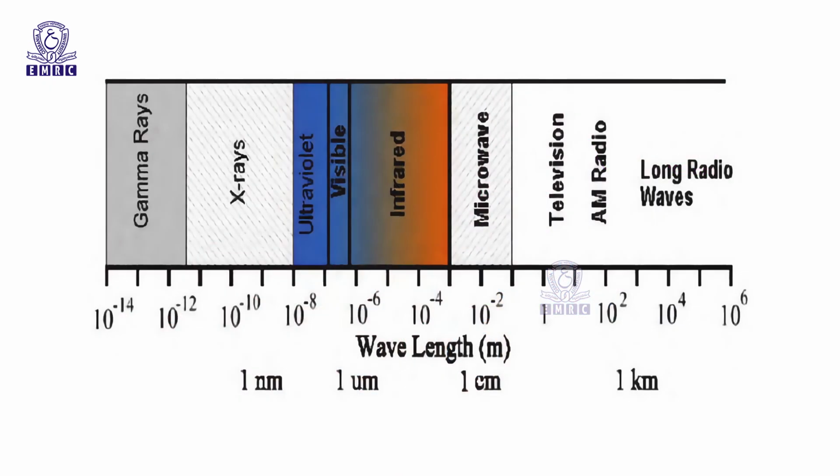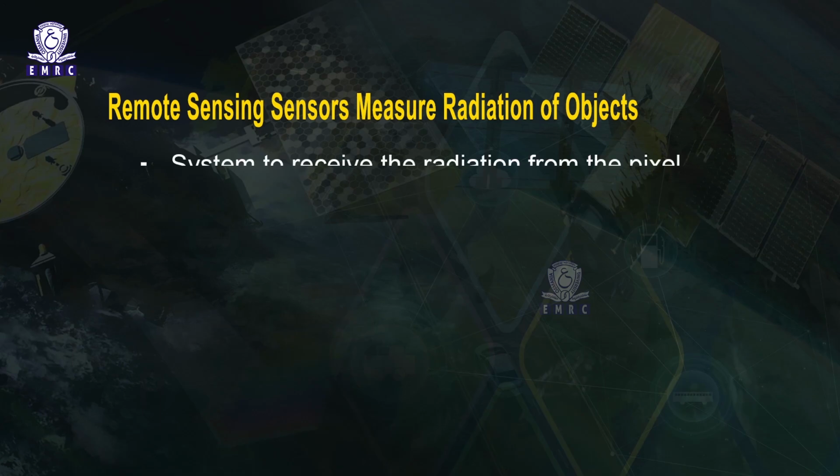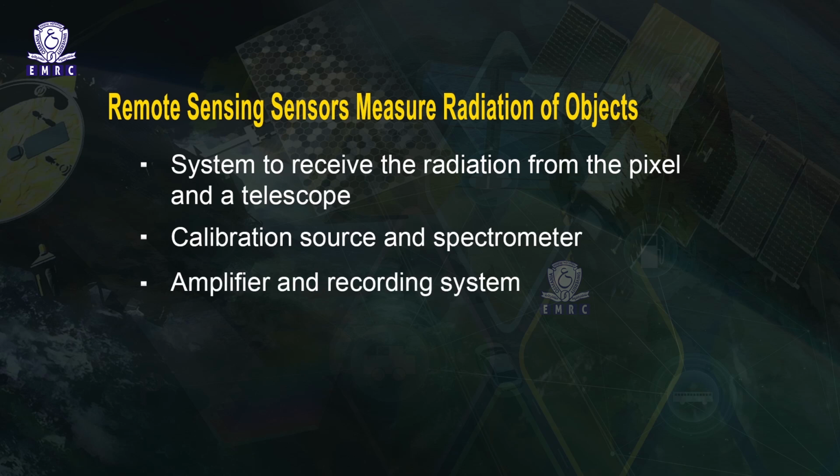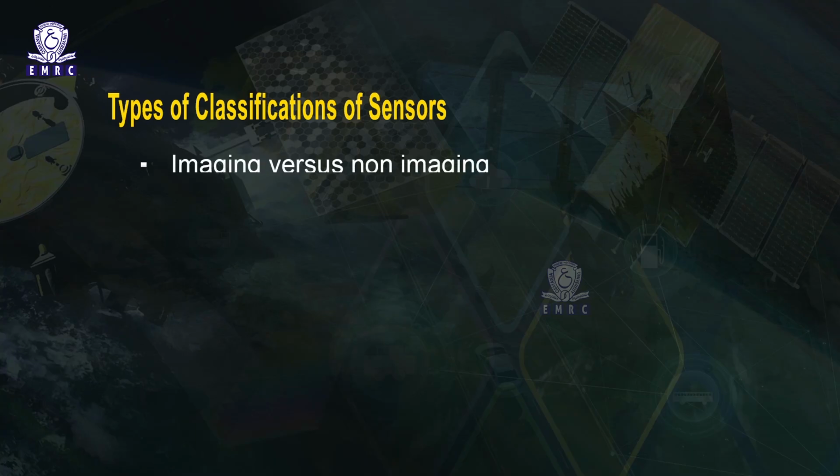Remote sensing sensors measure radiation of objects under study in a given wavelength. They comprise several components such as systems to receive the radiation from the pixel, a telescope, calibration source, a spectrometer, amplifier and recording system. There are different types of classification of sensors such as imaging versus non-imaging, and passive versus active.